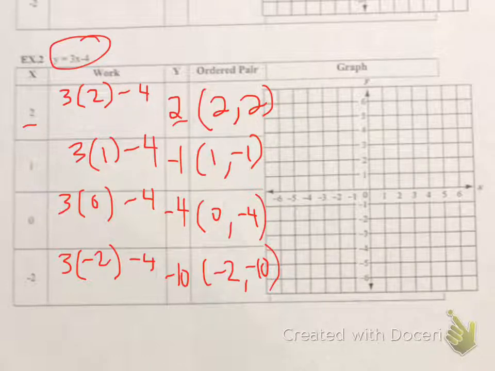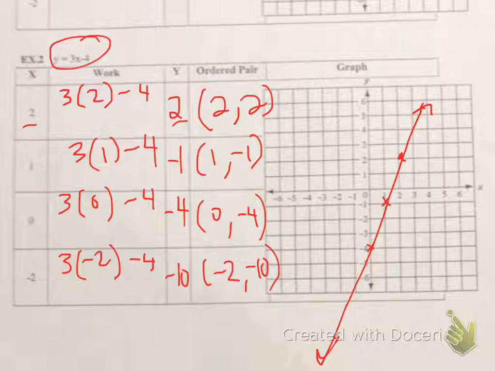So my first ordered pair is 2, 2, so I go over 2 and I go up 2, and my ordered pair is going to be right there. It's kind of messy. My next ordered pair is over 1, down 1, so I'm right here. My next ordered pair is 0, negative 4, so 0, negative 4 is right here. And then negative 2, negative 10 is going to be clear down here somewhere. But this is going to make a straight line going through those ordered pairs.